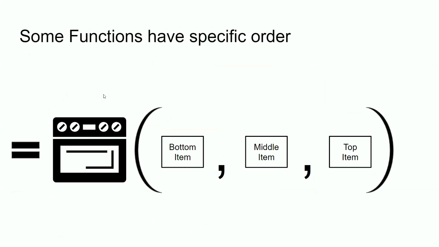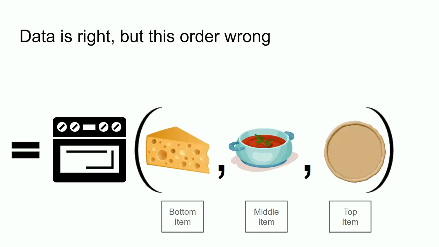Whereas the blender just took whatever you threw in it and then spit something out, this one, you need to put things in the proper order. So we have a bottom item, a middle item, and a top item. In an oven, that matters. What you put on the bottom of the pan is important. So if we put in our correct data, because we know we need dough, cheese, and sauce, but we put it in the wrong order.